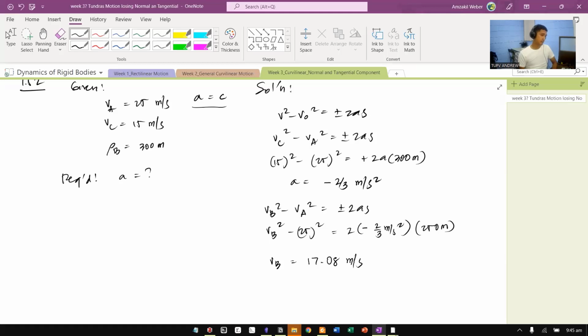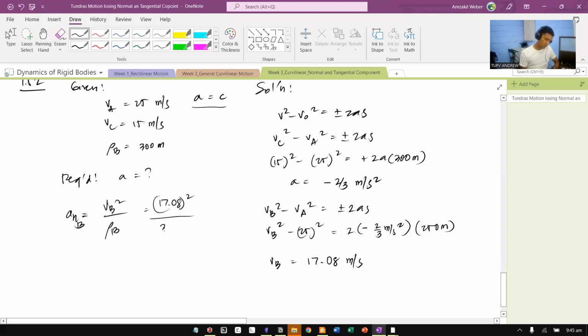Alright, we have the VB. We have the acceleration. Acceleration is composed of components, a normal and a tangential if possible. First, makuha natin is normal. The normal acceleration at point B is V B squared over the radius of curvature at point B. So this should be 17.08 squared divided by 300. The normal acceleration is 0.972.